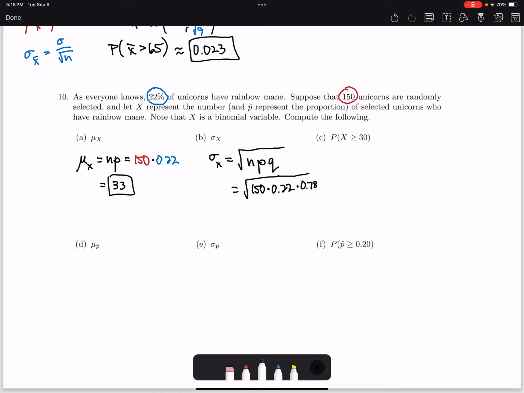So now let's feed that into our calculator. That comes out to approximately 5.07.